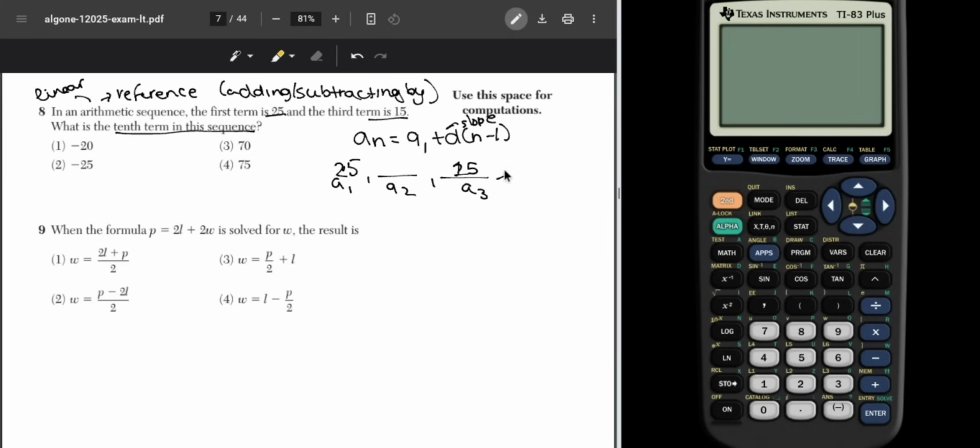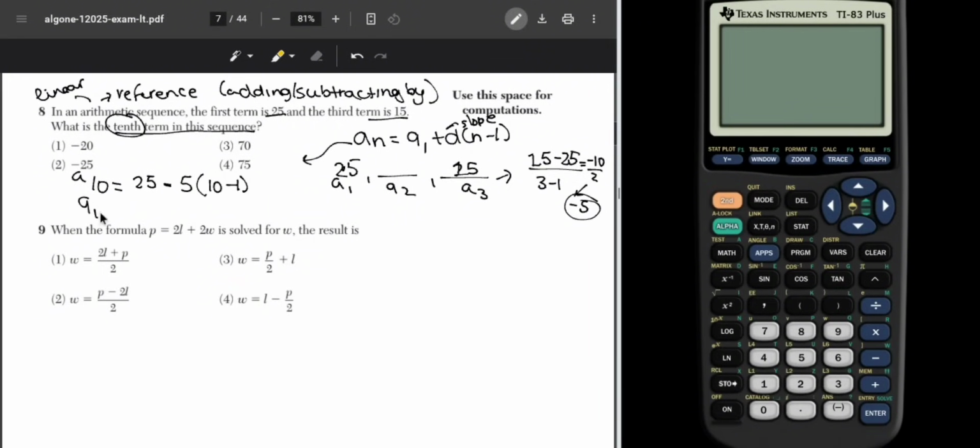What I'm going to do is 15 minus 25 over 3 minus 1. That's going to give me negative 10 over 2, which is going to give me negative 5 as my common difference. I'm going to apply that to my equation. So my a(n), which is going to be a10, is equal to a1, which I know is 25, minus 5, because that is my common difference, or you can do plus negative 5, times my n is 10, because that's the term I'm looking for, minus 1, so 10 minus 1.